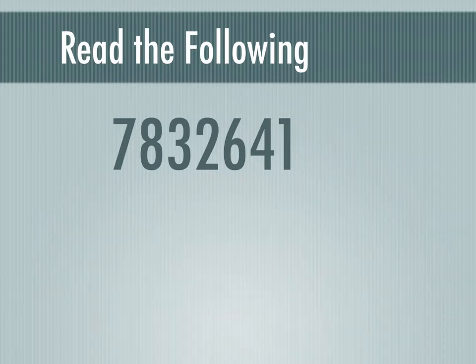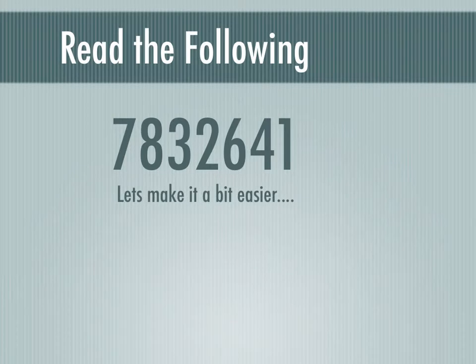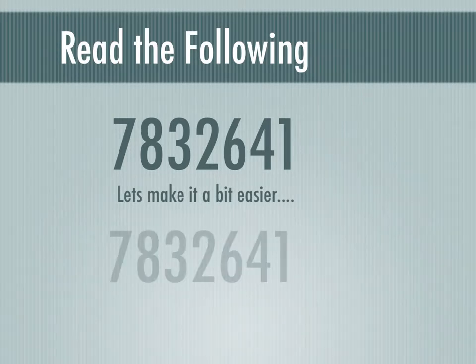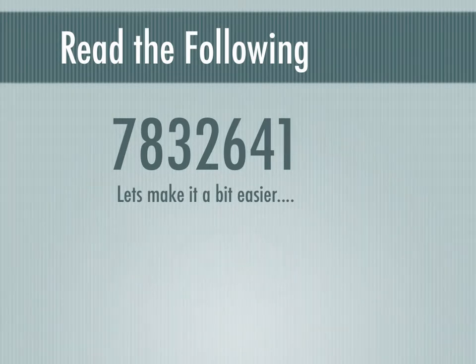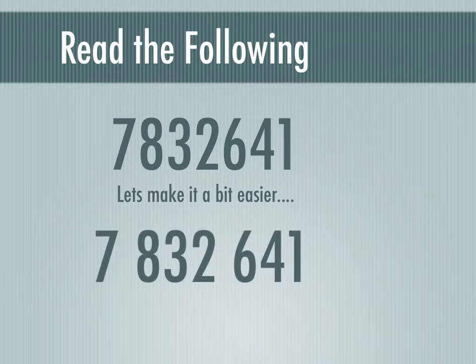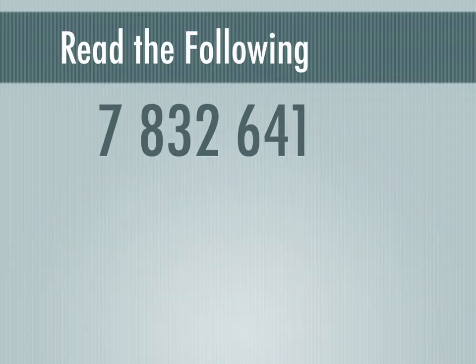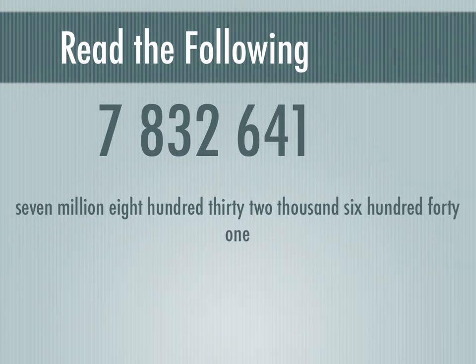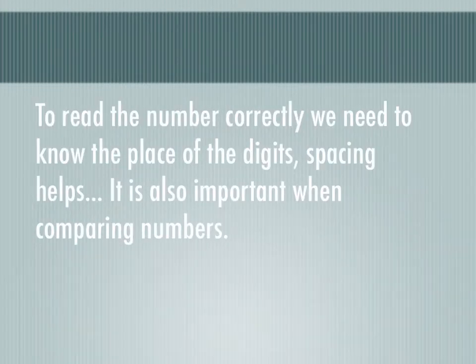This one's a little bit harder, isn't it? Let's make it a little bit easier. Adding in the spaces helps, doesn't it? Can you figure out that number? That's right, 7,832,641. To read the number correctly, we need to know the place of the digits. Spacing helps. It's also important when comparing numbers.